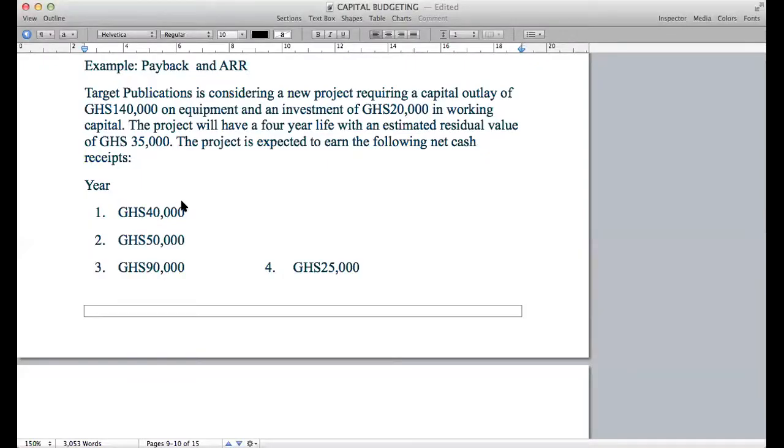Let me go and pick it up. It said that the projected expected earnings from net cash flow. And we said that for payback, we need cash flow. But for accounting rate of return, we need profits. How do we get it? Good. Thank you for getting it for me. So take notes. For payback, we need cash flow, like this one. So for payback, we need cash receipt or cash flow. But for accounting rate of return, we need profit. Good. So now we are going to calculate the payback period first.